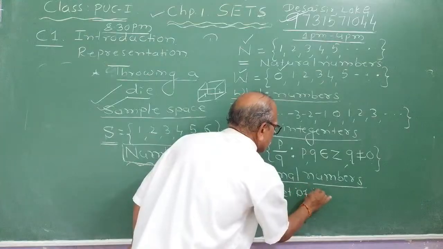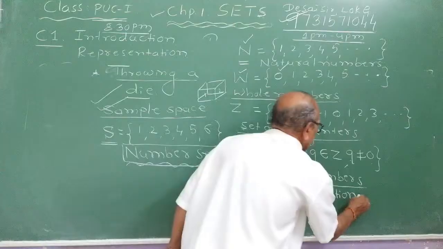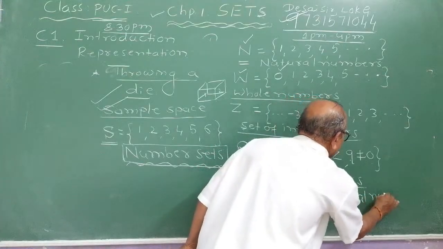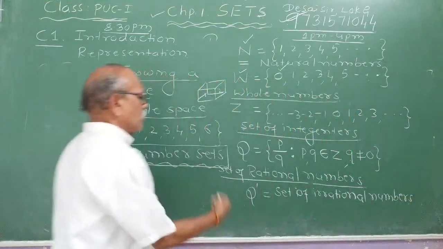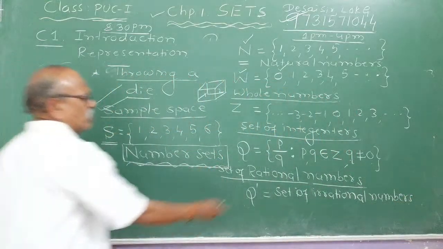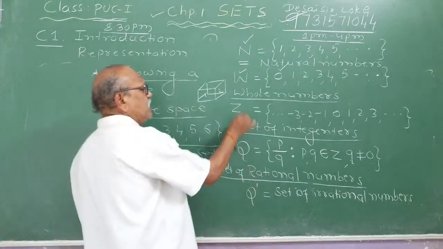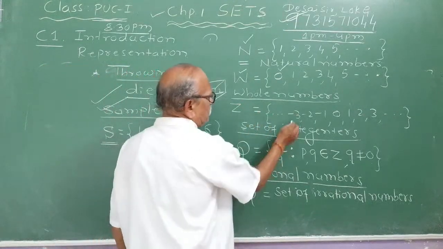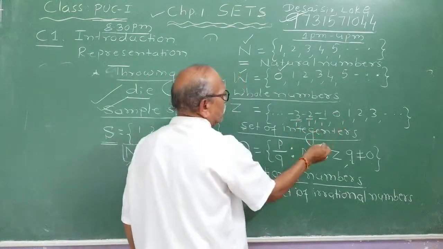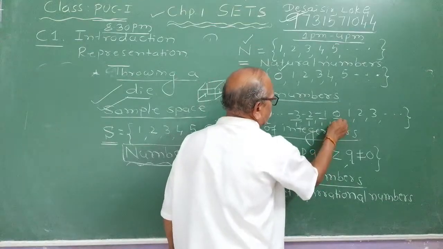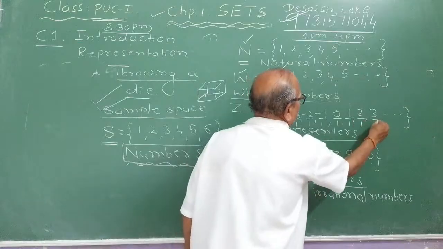Irrational numbers means you cannot express these numbers in the form of p by q. All integers are rational numbers, because you can write integers as -3 by 1, -2 by 1, -1 by 1. 0 is also a rational number, because 0 can be written as 0 by 1, and 1 by 1, 2 by 1, 3 by 1.